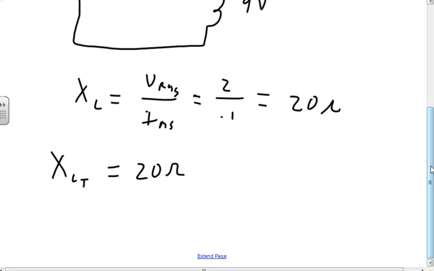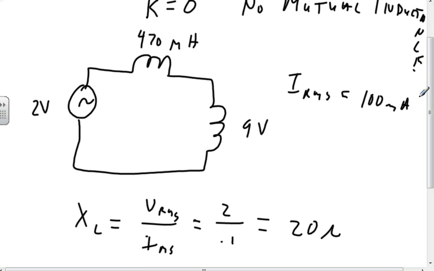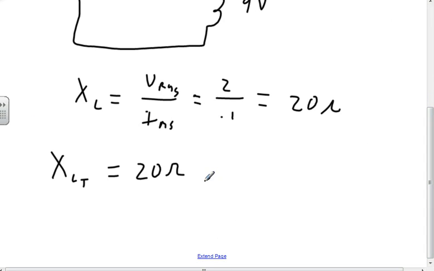What's the problem? X of L equals what? I'm just finding X of L total. Right, I know the RMS voltage, I know the RMS current. X of L. All right, now, X of L total is also equal to what? It's equal to 2 pi F L1 plus 2 pi F L2, right?